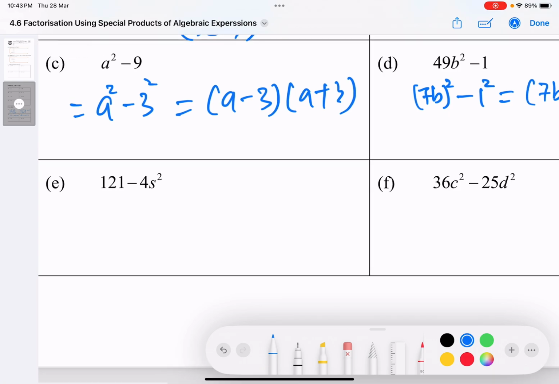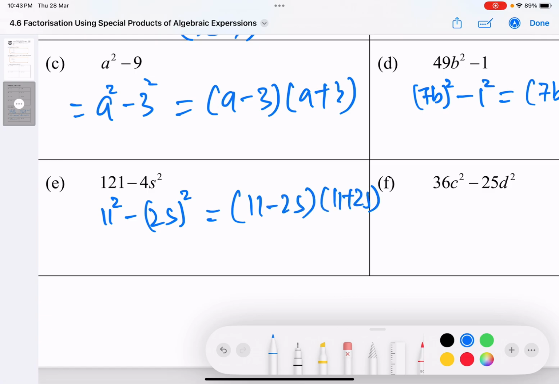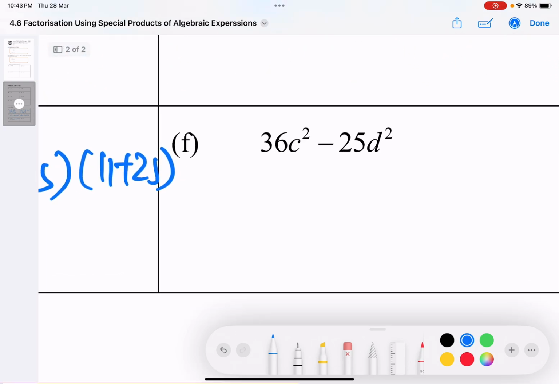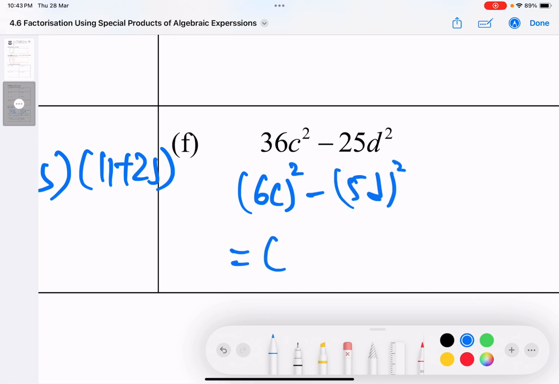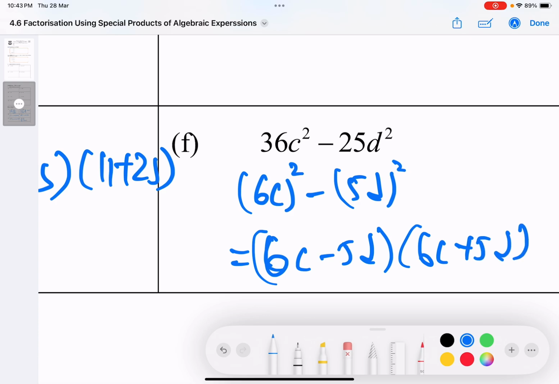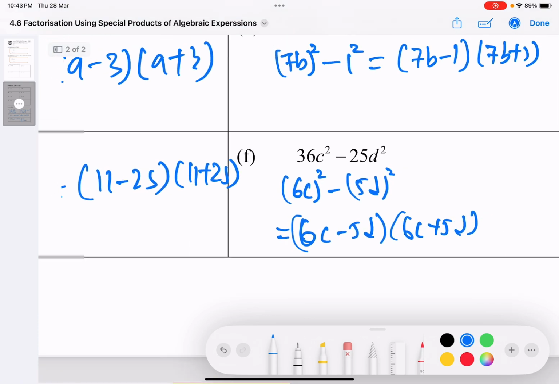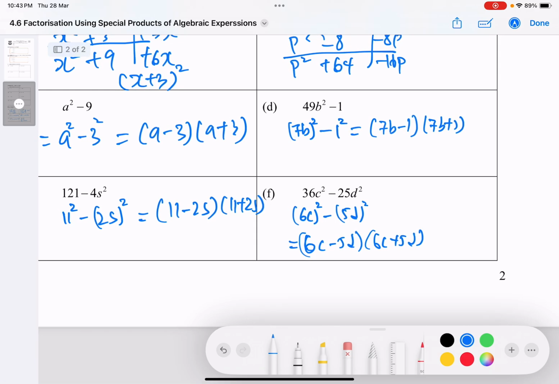The last two, 121 is actually 11 squared minus 4. 4 can be written as 2s squared. So this is 11 minus 2s, 11 plus 2s. And lastly, 36 can be written as 6c squared. 25 can be written as 5d squared. So the final answer for this, 6c minus 5d, 6c plus 5d. And this is how we get this answer.